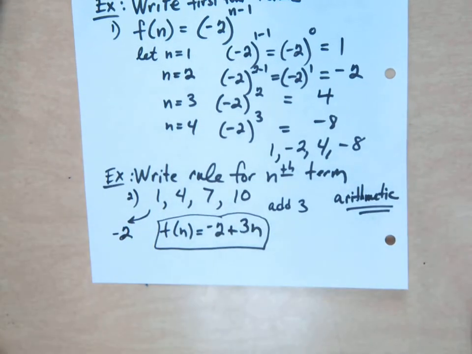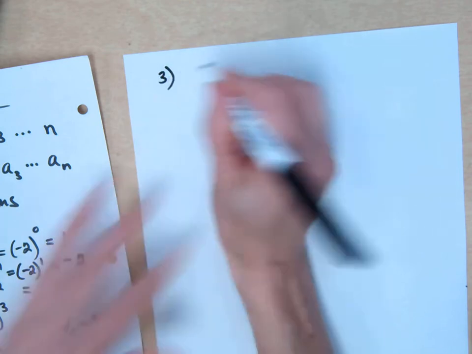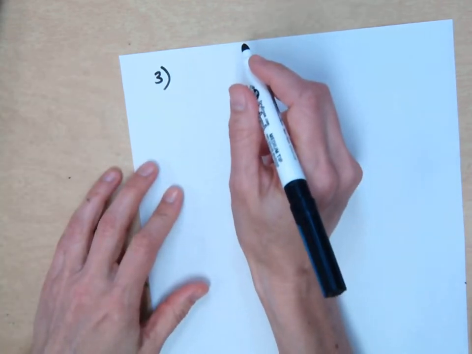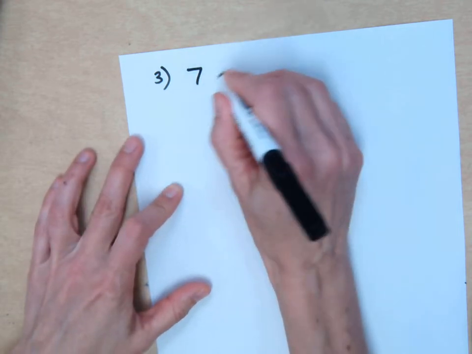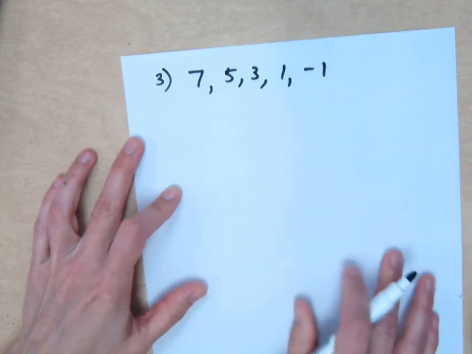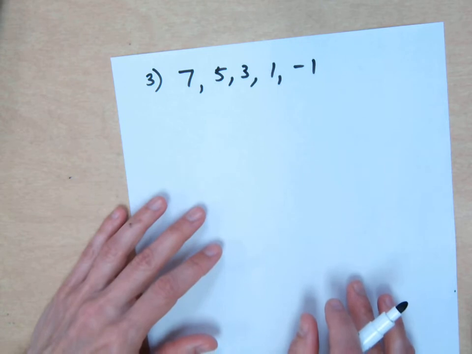Let's do at least one more of that exact type where it's arithmetic. So example 3, let's try something a bit harder here. Let's try at least one that is a little different. Let's try this: 7, 5, 3, 1, -1. Okay. This is the last one for arithmetic. So what's happening here?